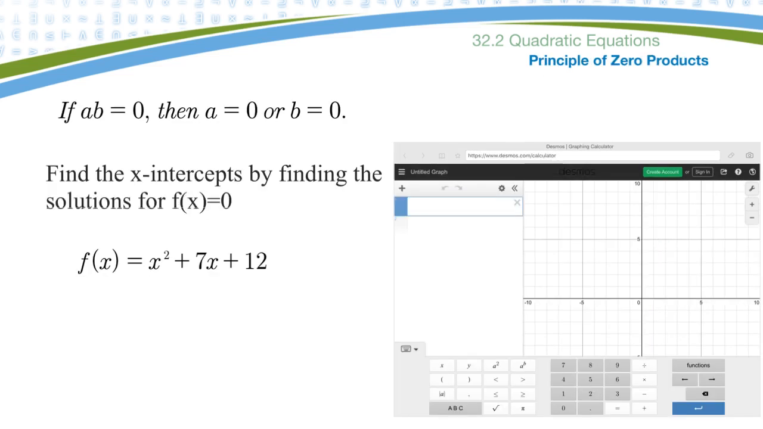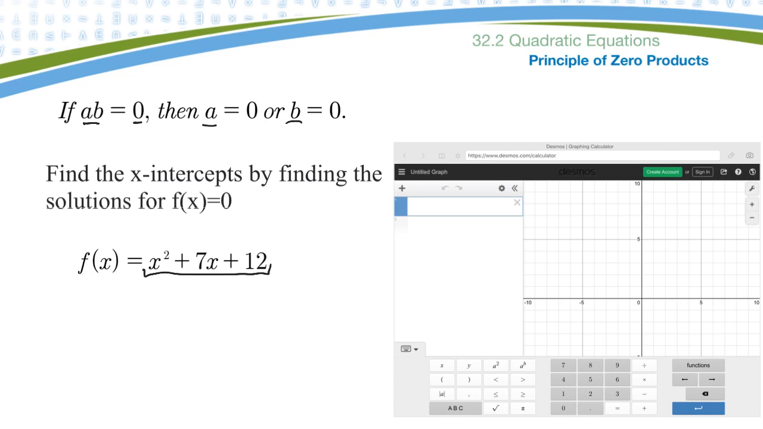Okay, the first one is why we factor, and it's called the principle of zero products. It says that if the product of two things is equal to 0, then one of those two things has to be equal to 0. So if I can change this into a product of two things, then I can figure that out.